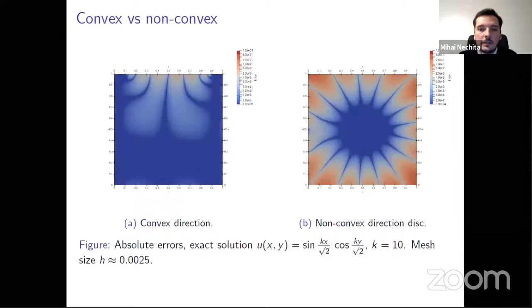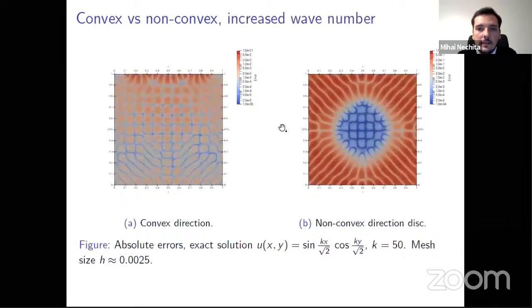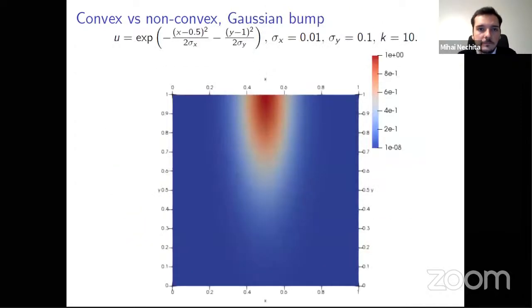So we have one convex direction and two non-convex ones. And for a homogeneous solution, we see that indeed geometry plays a fundamental role. So here on the left, we see the absolute errors for the convex direction. So quite a good approximation. And on the right, we see much higher errors for the non-convex direction, in which data was given in the centered disk. And if we increase the wave number, we see that the non-convex direction is feeling that way more severely than the convex one.